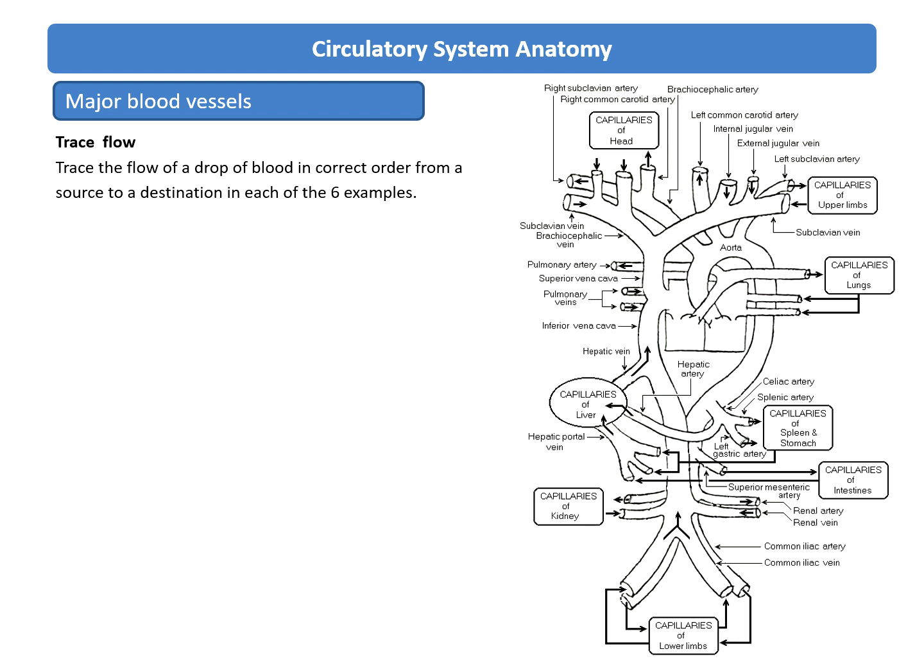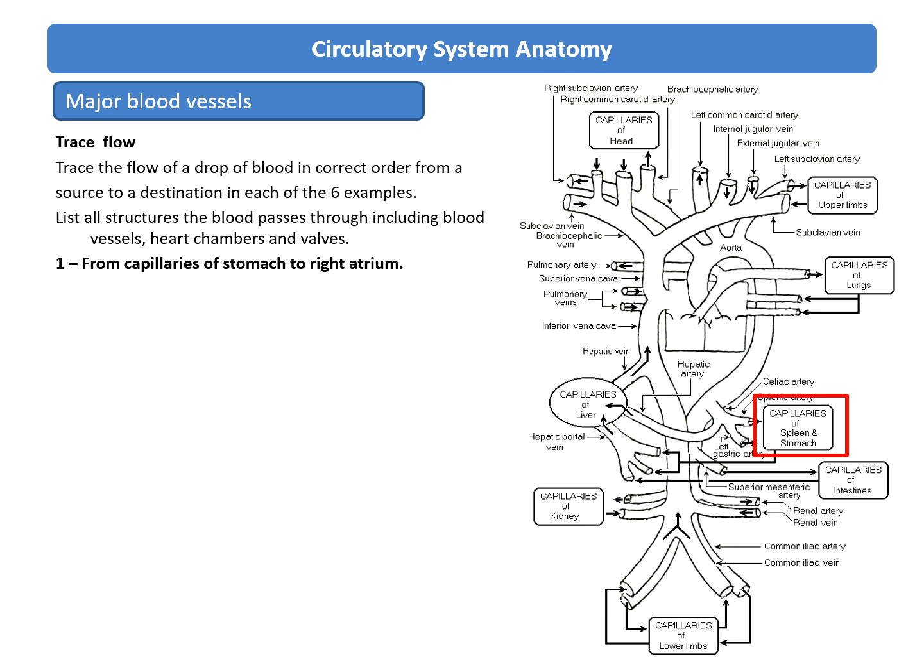Let's trace the flow of a drop of blood in correct order from a source to a destination in 6 examples. List all the structures the blood would pass through, including blood vessels, heart chambers, and valves. We'll start, for example, from capillaries of the stomach to the right atrium.